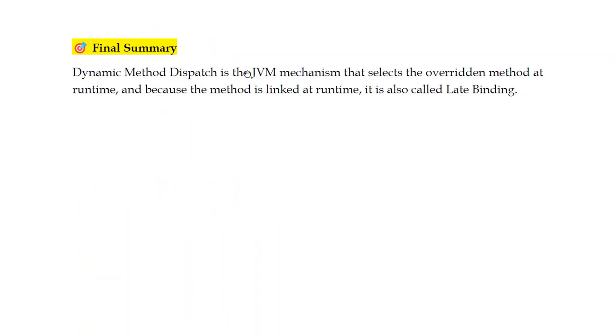So the final summary: dynamic method dispatch is a JVM mechanism that selects the overridden method at runtime. Divide it and read it. It's a JVM mechanism that selects the overridden method at runtime. And next, the remaining sentence, read it carefully: because the method is linked at runtime, it is also called late binding. I hope you are clear with this.